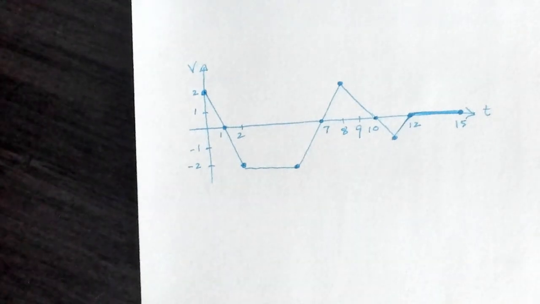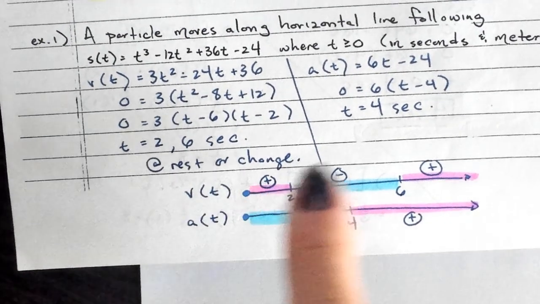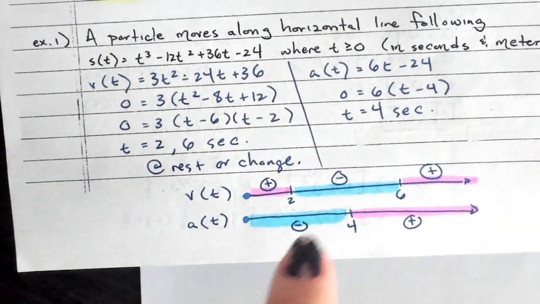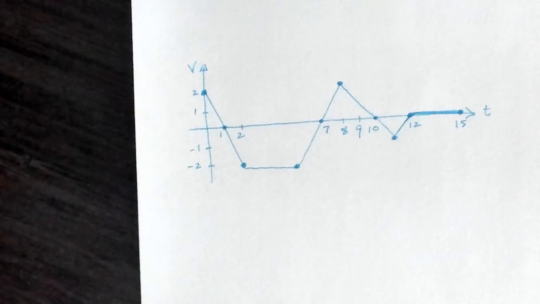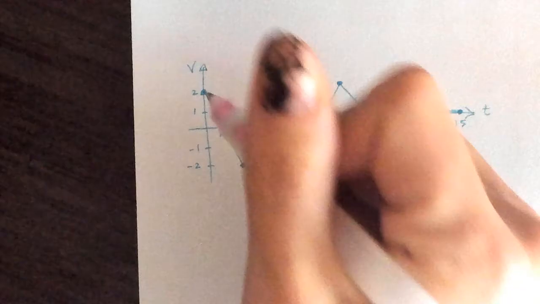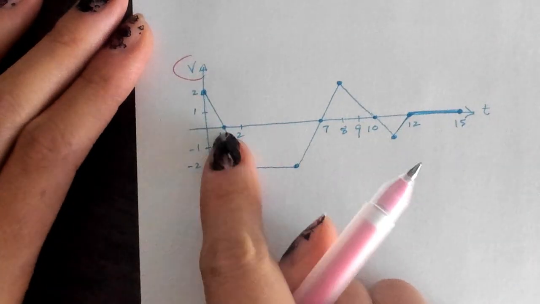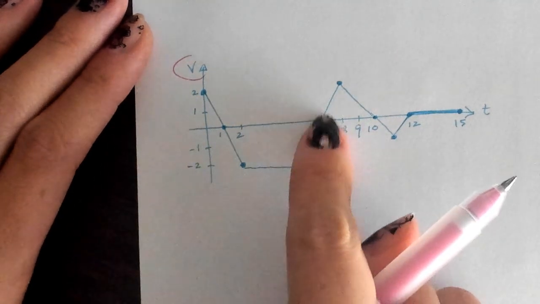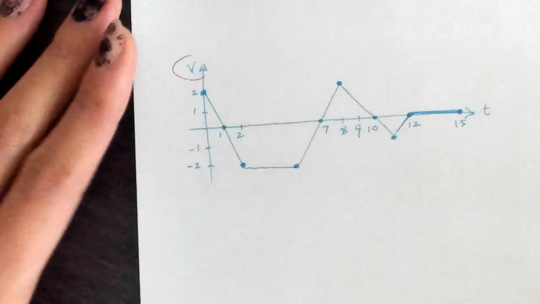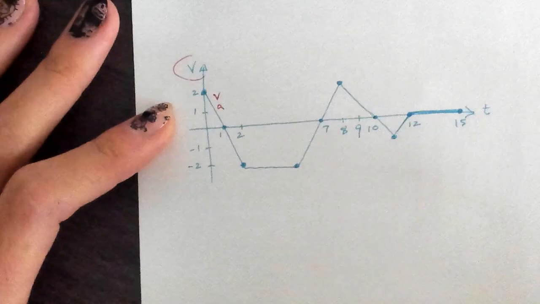Because in the front, we figured out when is velocity positive and negative, and when is acceleration negative and positive. All that stuff. So for each part of this graph, and this is the graph of velocity, for each little segment, and there are a lot of little segments, you want to label what is the velocity and what is the acceleration.